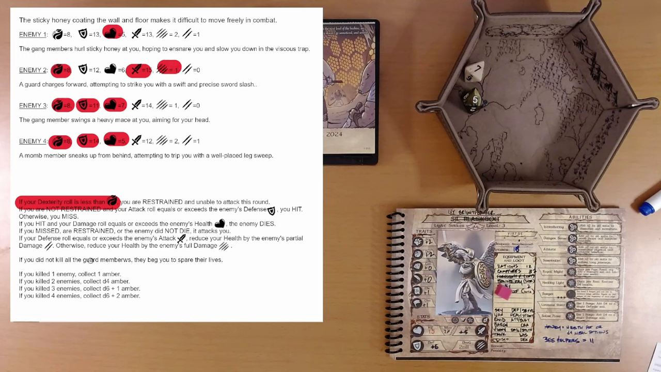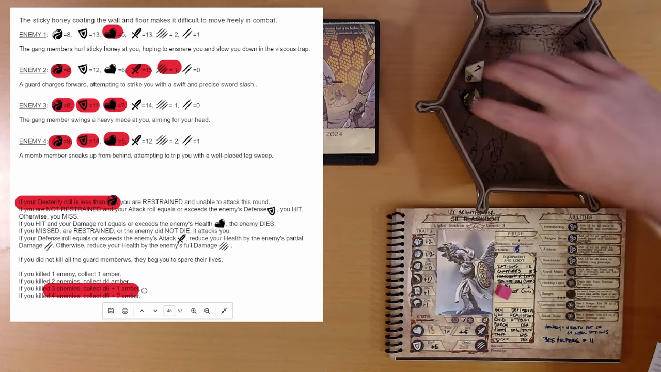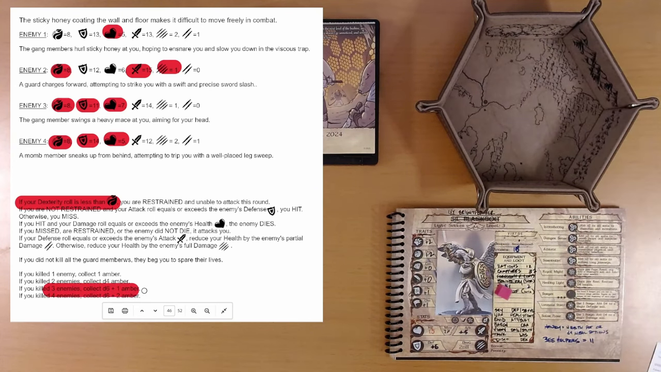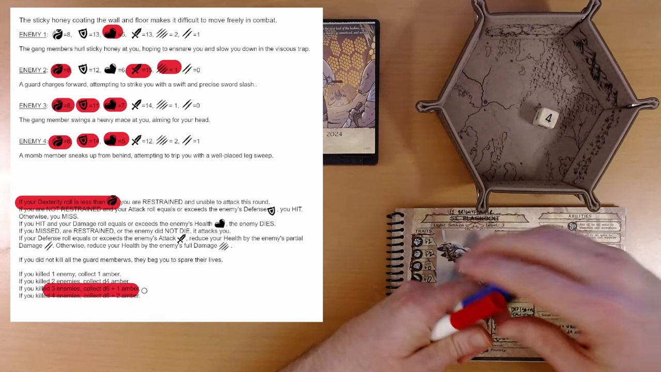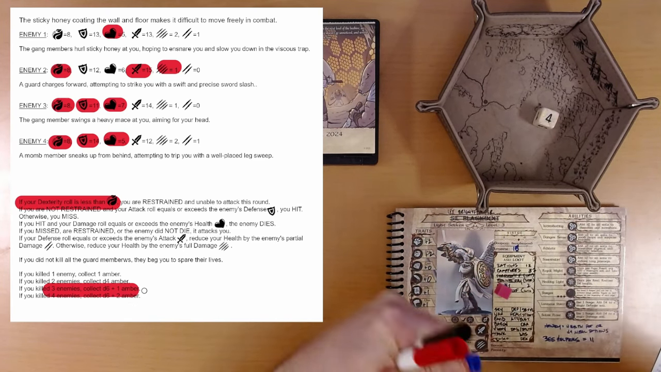Let's see. If you did not kill all the guard members, they beg you to spare their lives. So enemy number two here is sorry and would like to take it back. And we killed three enemies, so we collect D6 plus one amber. Five more amber. I believe that's a 16, so that takes us to 21 amber.